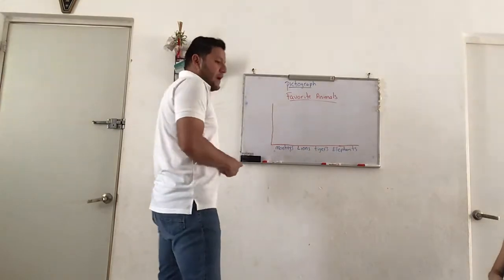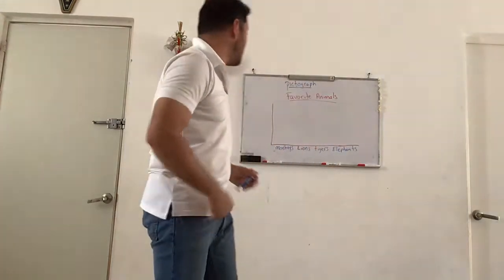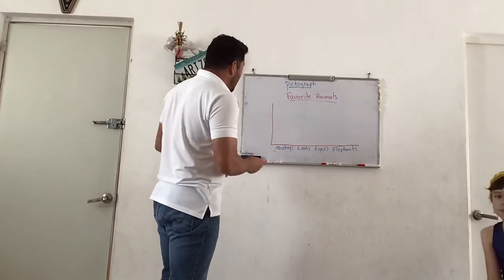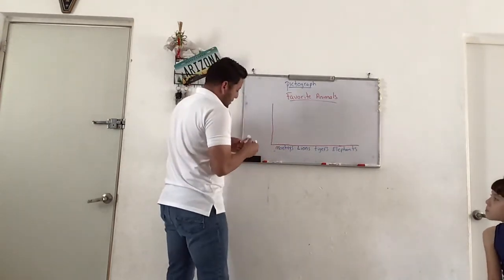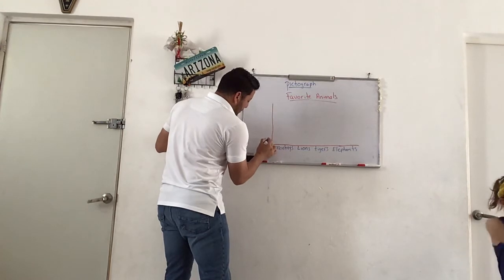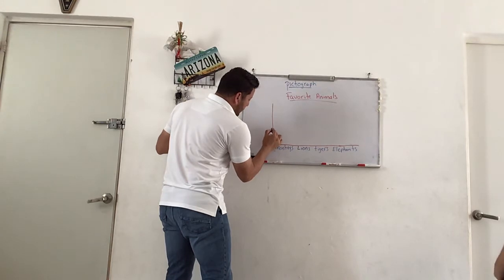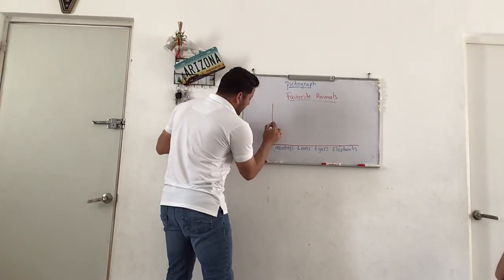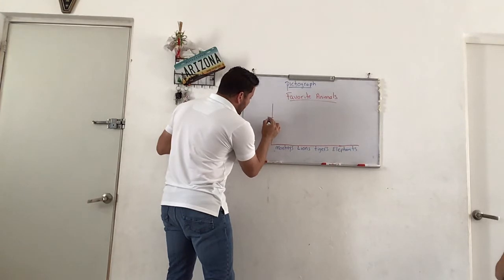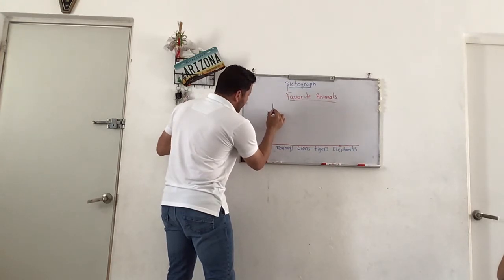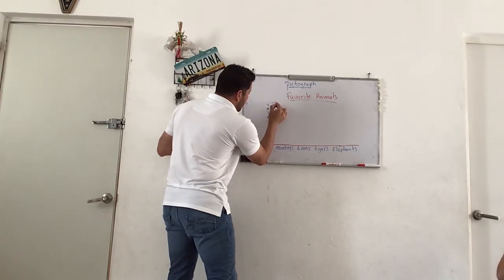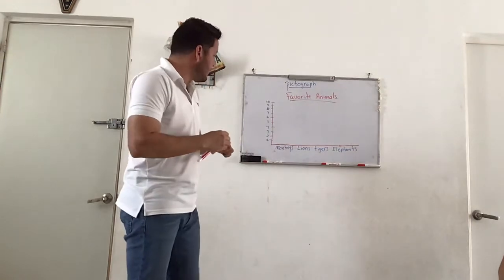Now, there are a total of 24 students, okay? So, our scale will be from, let's say, number 1, 2, 3, 4, 5, 6, 7, 8, 9, and 10. Okay? That will be.